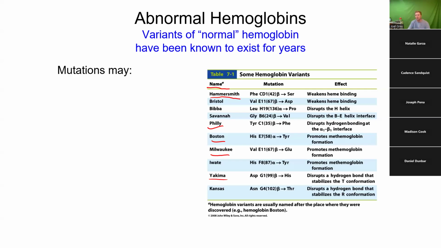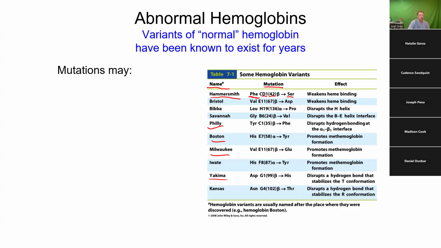I want you to think about sickle cell anemia as being one that's very similar to these. Now, when it comes to this mutation, this is a notation that I want you to know about. What this is showing us is that we have a phenylalanine, the wild type, in the CD1 position. So when you think about the structure, amino acid number 42 in the beta subunit has been mutated to a serine.